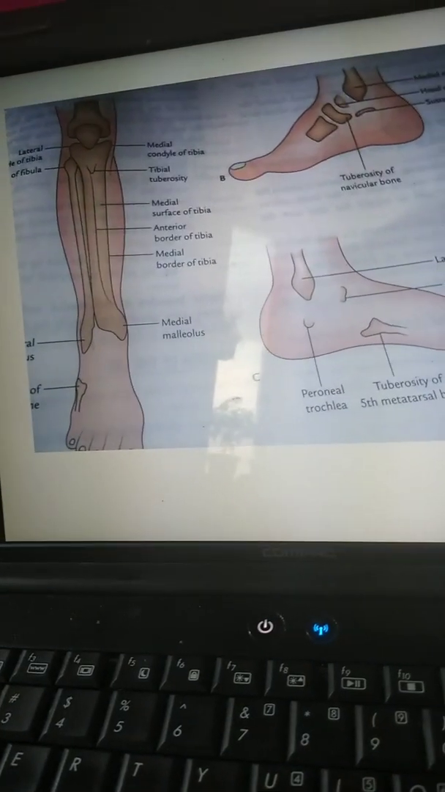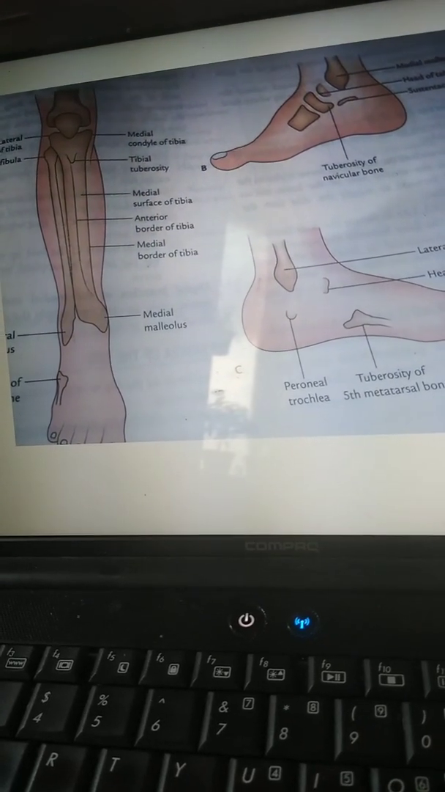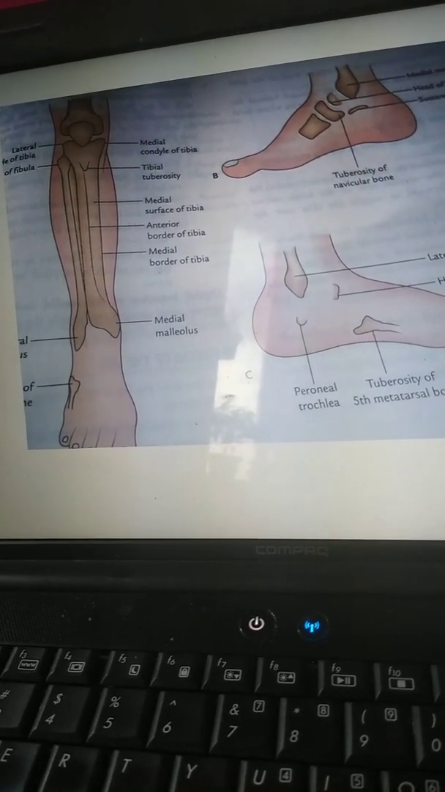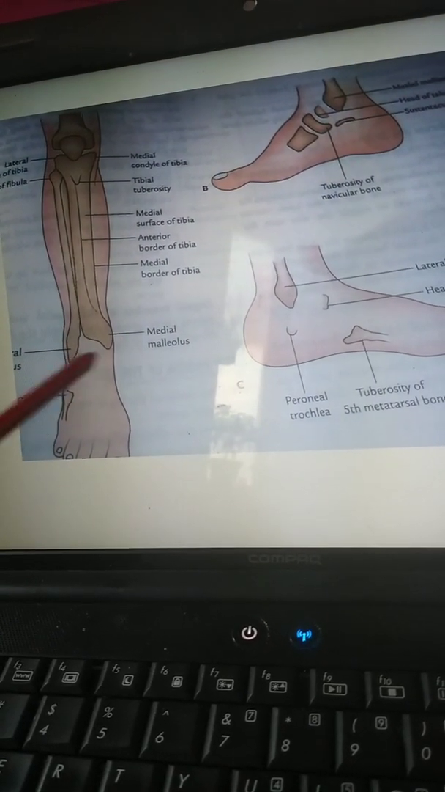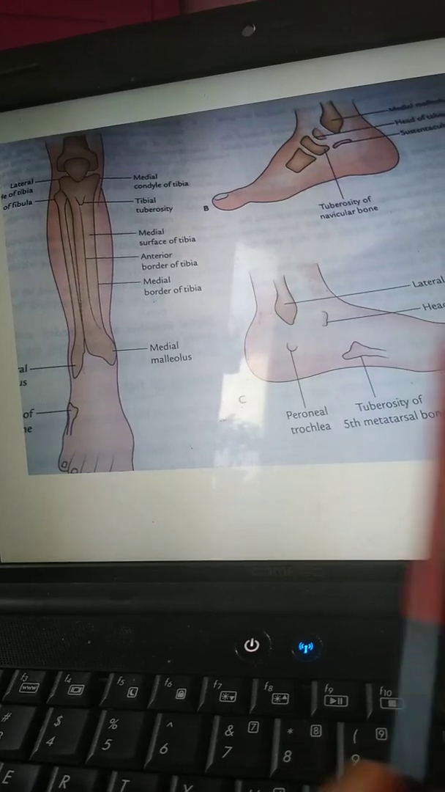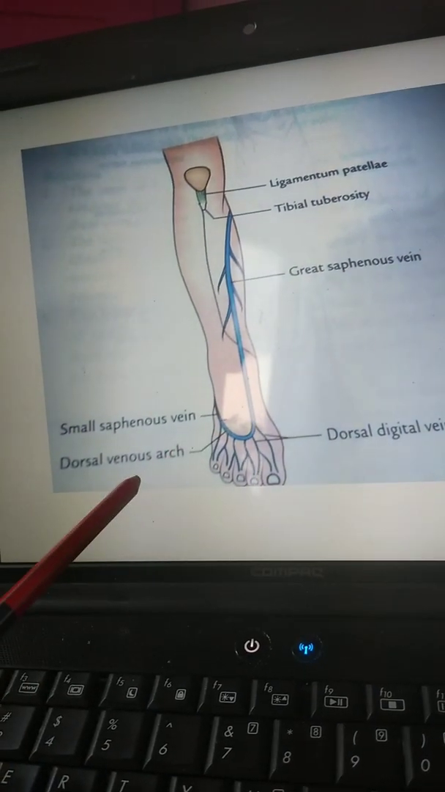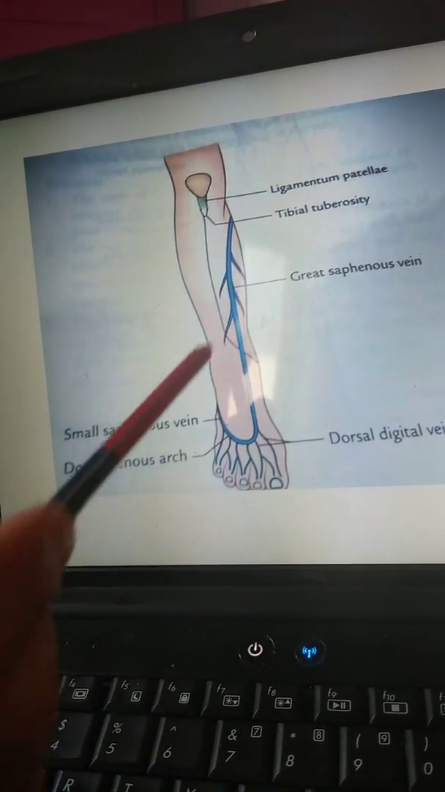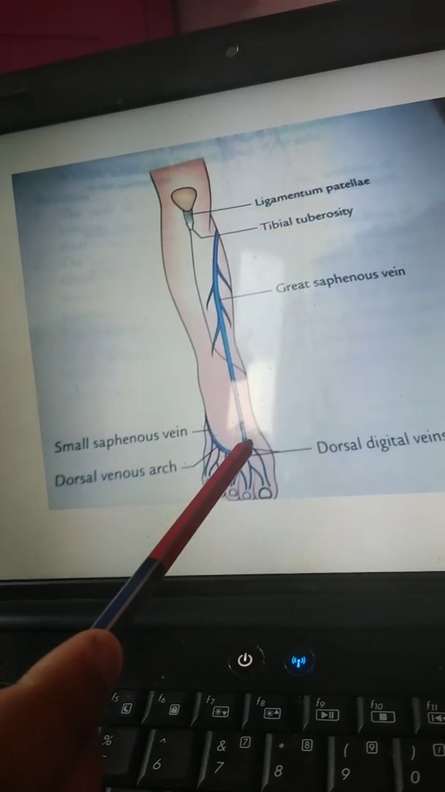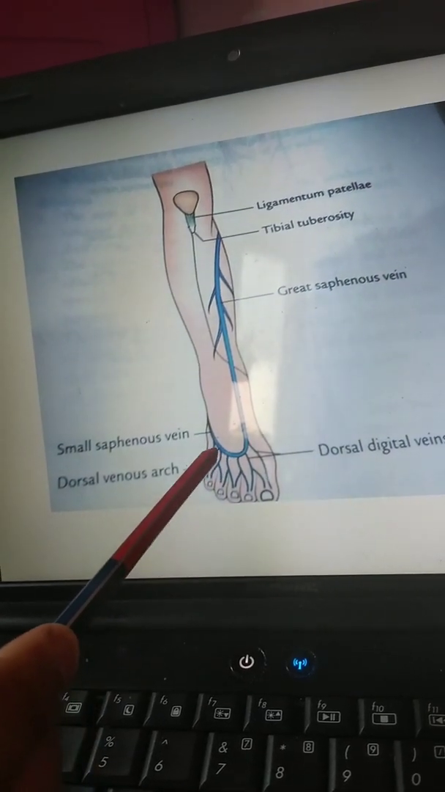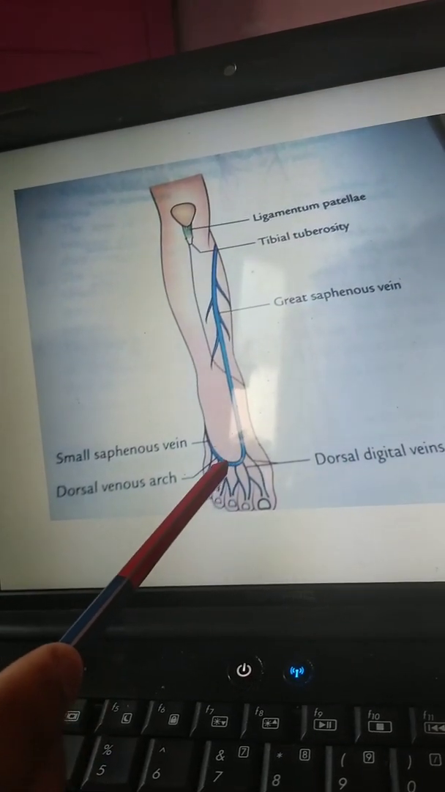Front of the leg. The leg is a part of the lower limb that lies between the knee and the ankle. Now, the superficial fascia of the leg consists of superficial veins. In the superficial veins, we have the dorsal venous arch. It lies on the dorsum of the foot over the proximal part of the metatarsals.